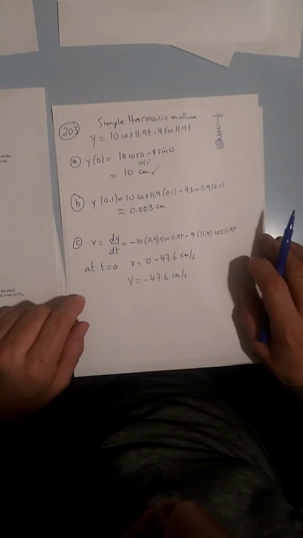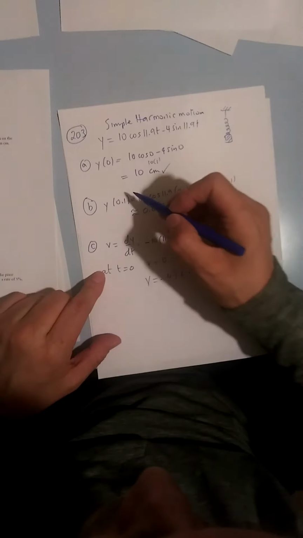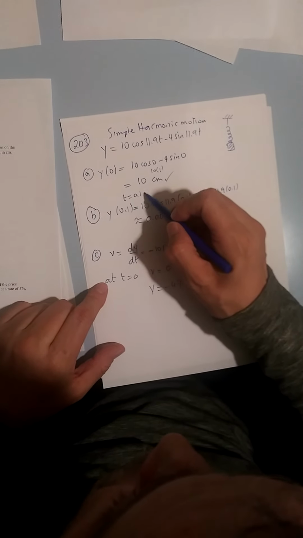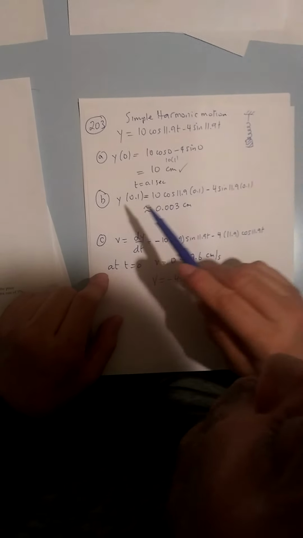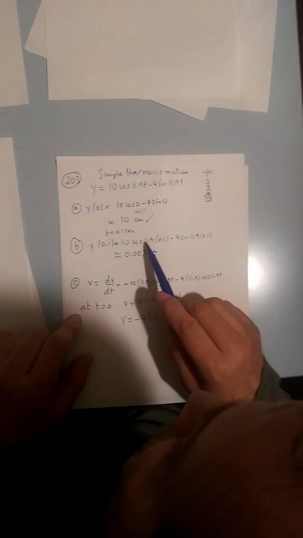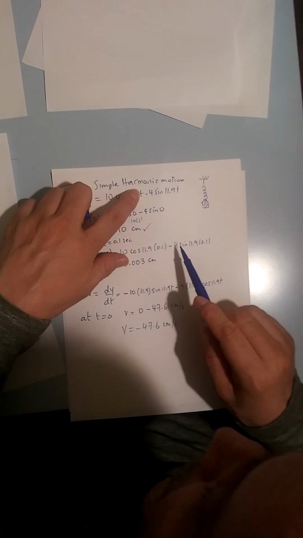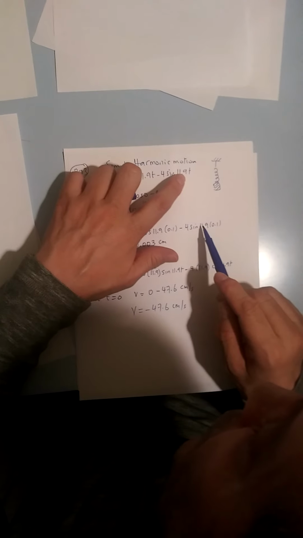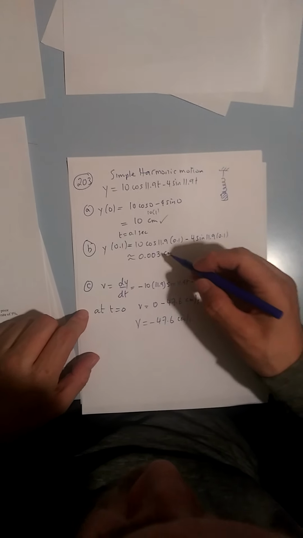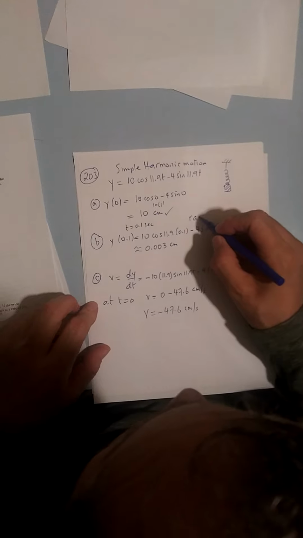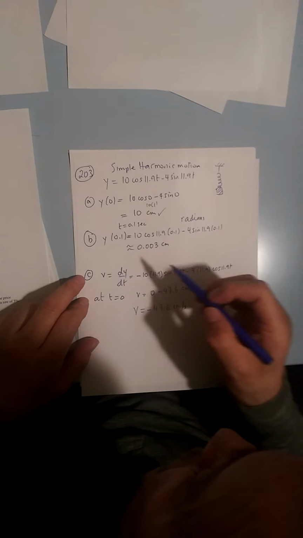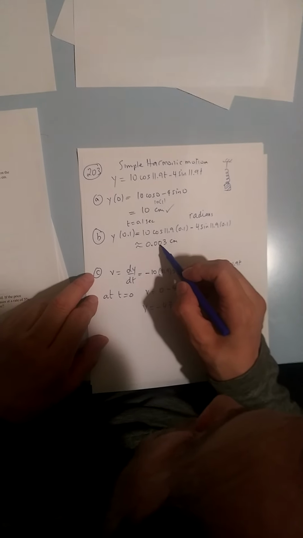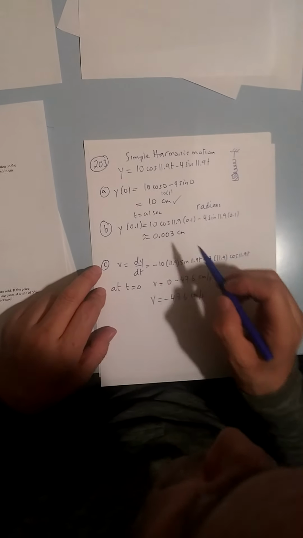They also want to know where is the mass at t equals 0.1 seconds. So for part B, they want t equals 0.1 seconds. So you substitute 0.1 seconds here. Okay, y of 0.1 is 10 cosine 11.9 times 0.1 minus 4 sine 11.9 times 0.1. Make sure you set your calculator to radians to do this. So when you calculate this, you can use a calculator if you wish. You end up with 0.003 centimeters. That's what happens at 0.1.